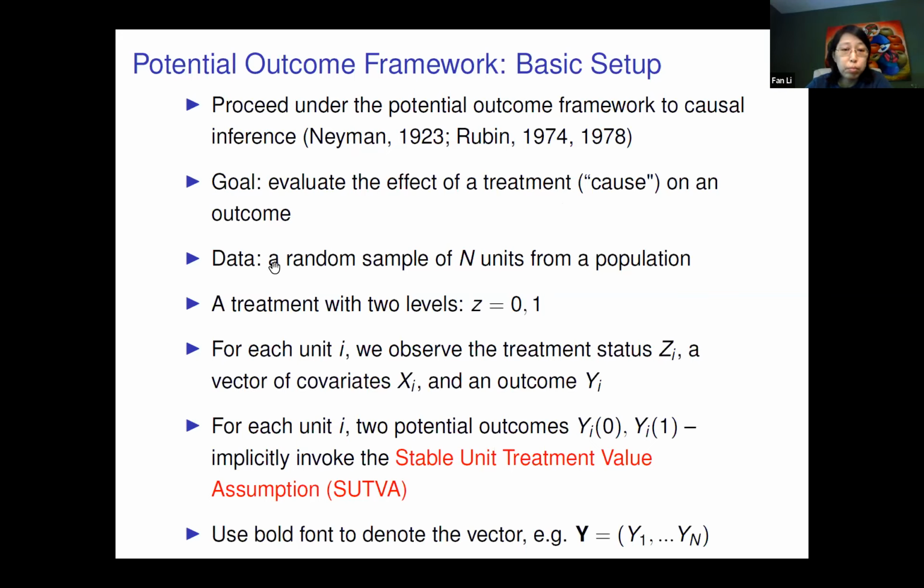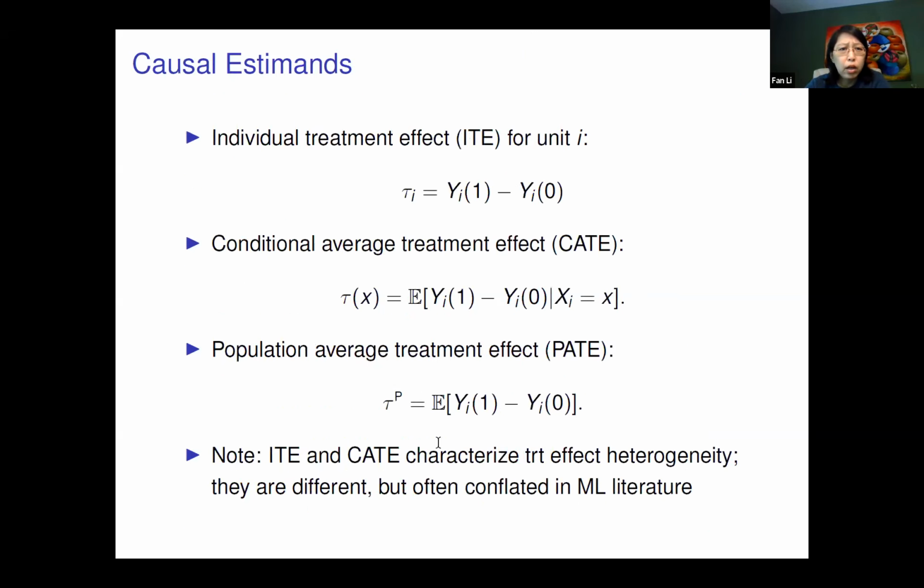What the data look like is pretty standard. We have a random sample of n units from a population. And then we have a treatment, say a binary treatment, and we denote it by z, 1 and 0. For each unit, we observe the treatment status z, a vector of covariates, and an outcome. Of course, assuming suitable assumptions, each unit has two potential outcomes. From now on, I will use bold to denote vectors because that is later useful when I describe the formulation.